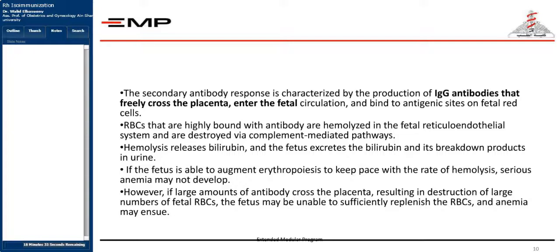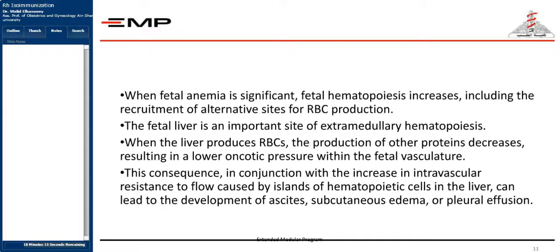If the fetus is able to augment erythropoiesis to keep pace with the rate of the hemolysis, serious anemia may not develop. However, if large amounts of antibody cross the placenta, resulting in destruction of large numbers of fetal RBCs, the fetus may be unable to sufficiently replenish the RBCs, and anemia may ensue later on. When fetal anemia is significant, fetal hematopoiesis increases, including the recruitment of alternative sites for RBC production. The fetal liver is an important site of extramedullary hematopoiesis.